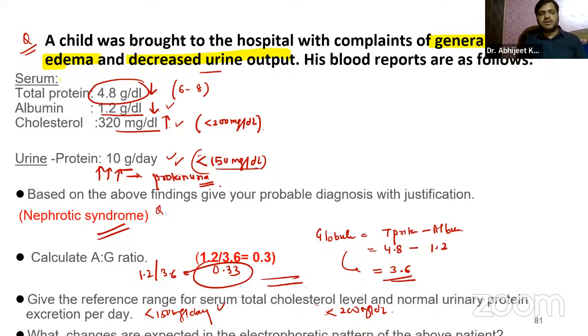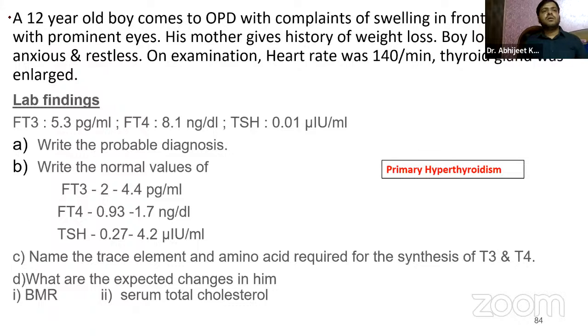Now coming on to the next part, guys. A 12-year-old boy comes to the OPD with complaints of swelling in front of the neck with prominent eyes. His mother gives a history of weight loss. The boy looked anxious and restless. On examination, heart rate was 140 per minute and the thyroid gland was enlarged, right? Lab findings: free triiodothyronine 2 to 4, free tetraiodothyronine 0.9 to 1.7.